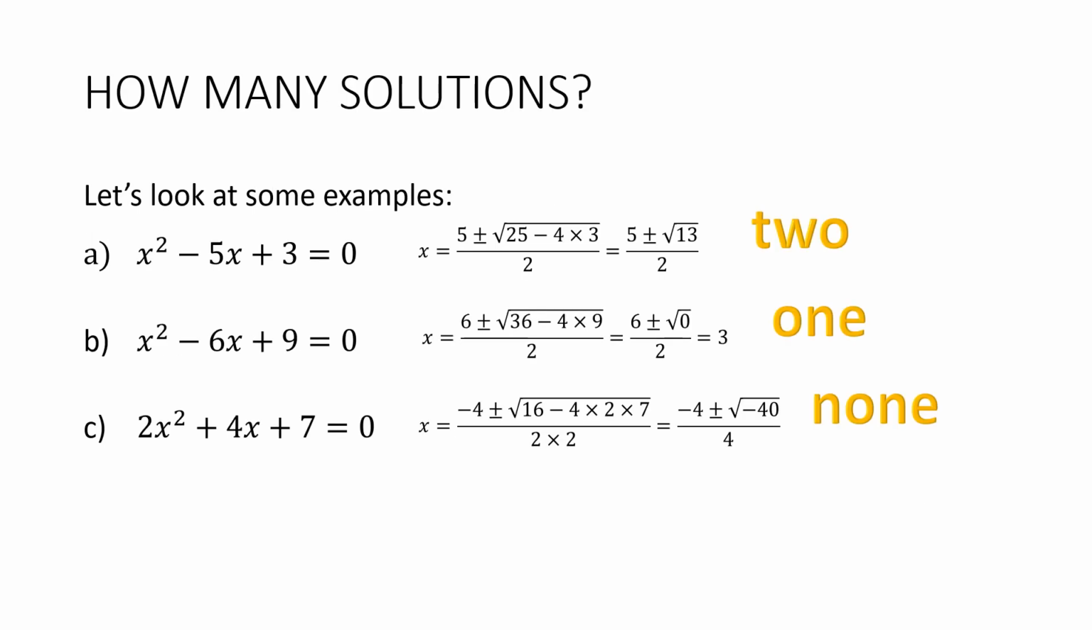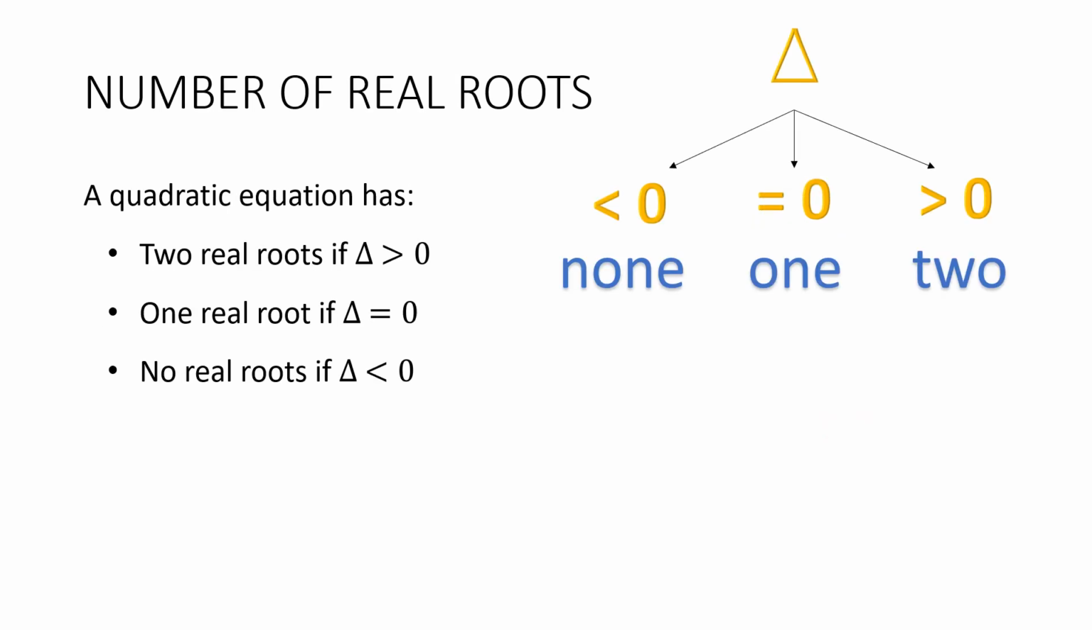So let's look at those examples again, and this time we're just going to look at the number that's under the square root. So in this first case we have 13, and that tells us that there are going to be 2 solutions. Here we have 0. Remember I said that wipes out the plus or minus, and it means we only have 1 solution. And here we have a negative under the square root, and that tells us that there are going to be no solutions.